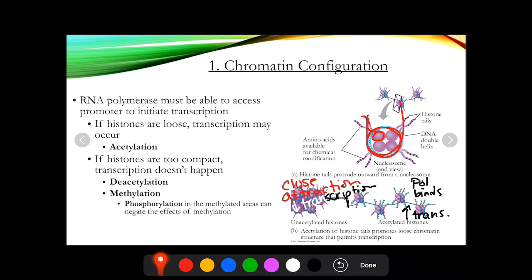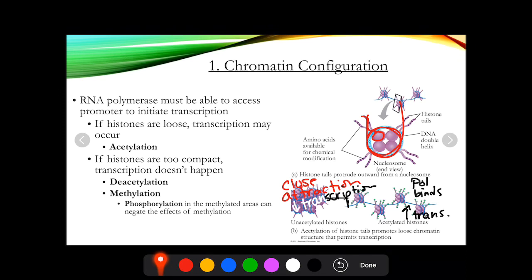Yeah, Ashley? No, they temporarily get moved out of the way. That's a good question. So these histones right here, if polymerase can bind, then these histones are going to be temporarily moved out of the way, then put back on. But you still have to have the RNA polymerase capable of binding, which means it at least needs to be semi-loose. This is not going to allow for that to happen. Great question. So it's not just transcribing these little pieces in the middle.